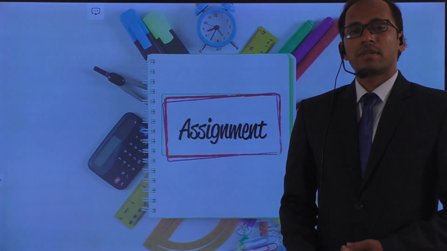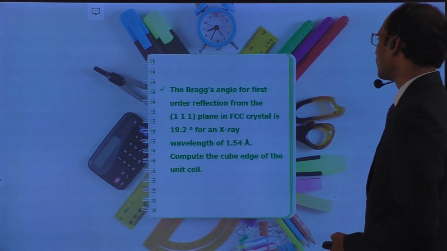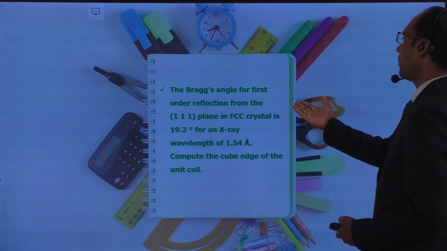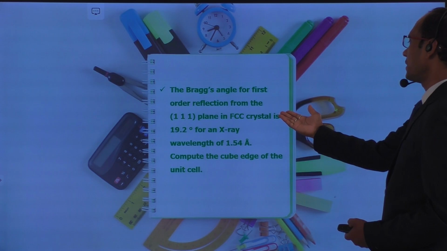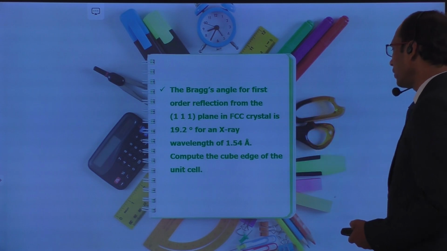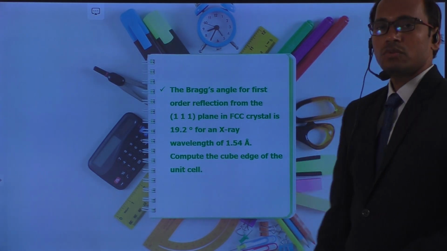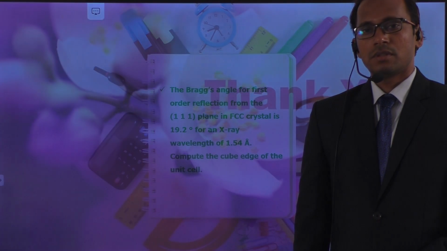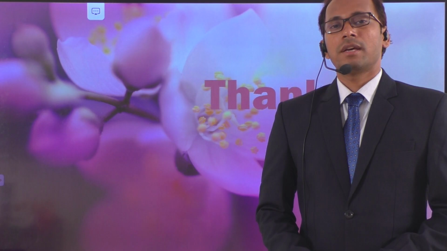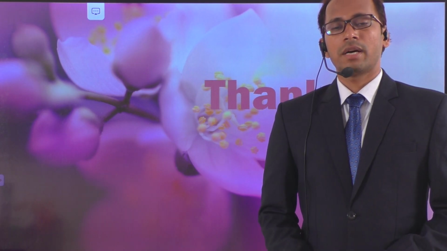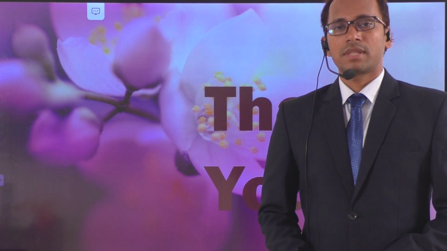Okay, so now it's time for the assignment. I just want to give one numerical. One plane is given, FCC crystal structure is given, the incident angle, that means the grazing angle, is given, and the wavelength is given. You have to calculate the lattice parameter. So that you have to do as an assignment. With this we conclude Bragg's law, and we'll meet in tomorrow's lecture about X-ray diffraction techniques. Till then, thank you.